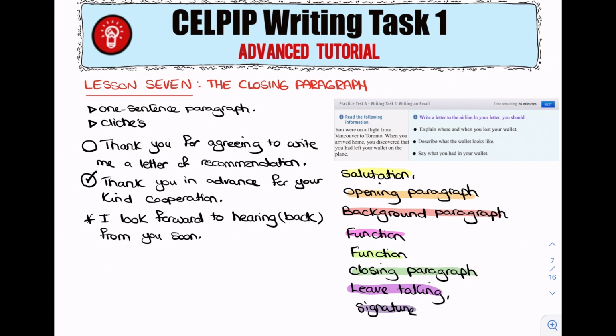Another expression is, "Thanks (in advance) for your (kind) cooperation." As you can see here, the phrase "in advance" and the word "kind" are placed inside brackets. So it's possible for you to say, "Thanks for your cooperation," or you could say something like, "Thanks in advance for your very kind cooperation." Both are acceptable, and it depends on the level of politeness that you want to project in your writing.